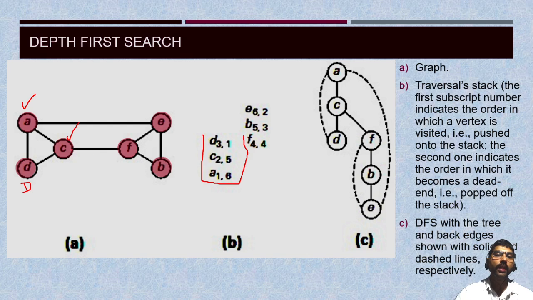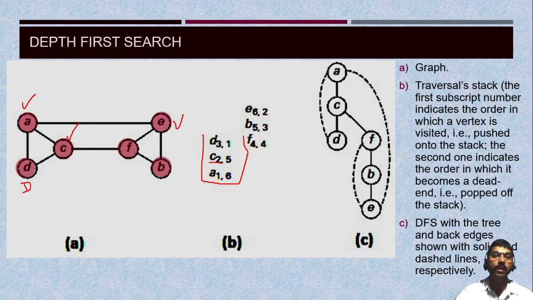Okay, then I go to C. From C I am searching for the next adjacent node F. That is, I have to push here. Then from F I am searching for the B. So I push it here. Then E. At the E we found a dead end. So we back up. So it is popped.